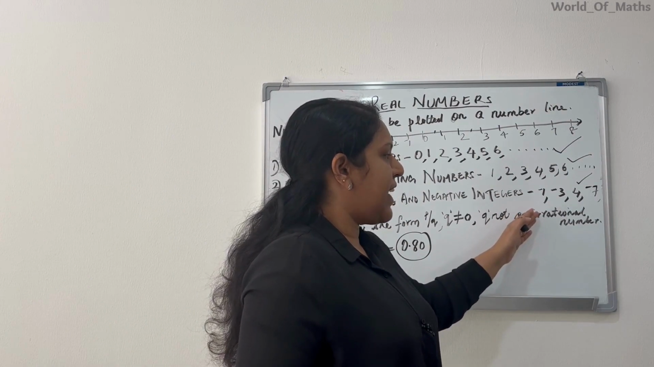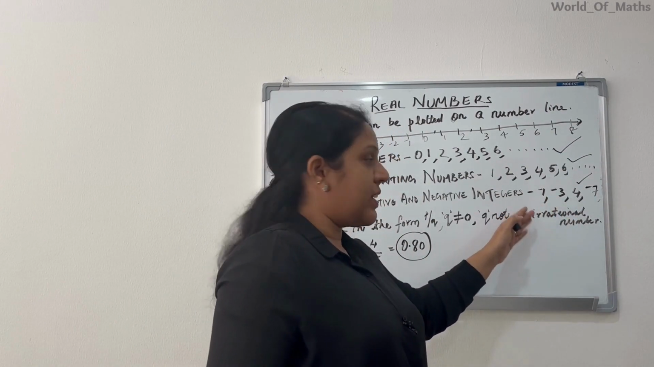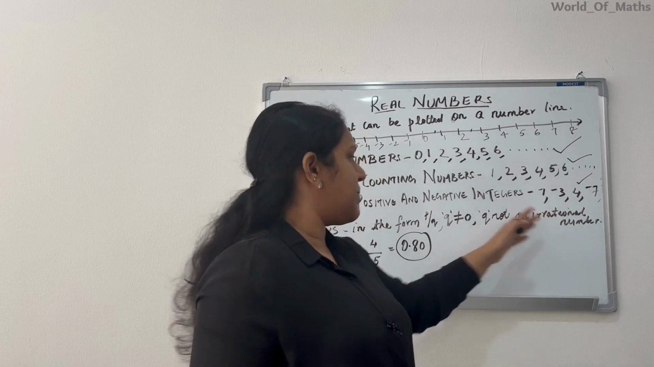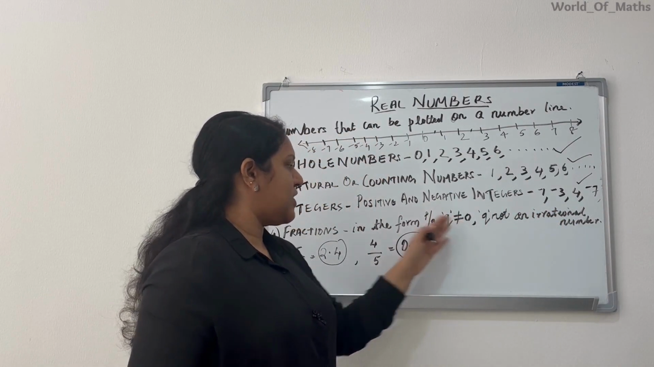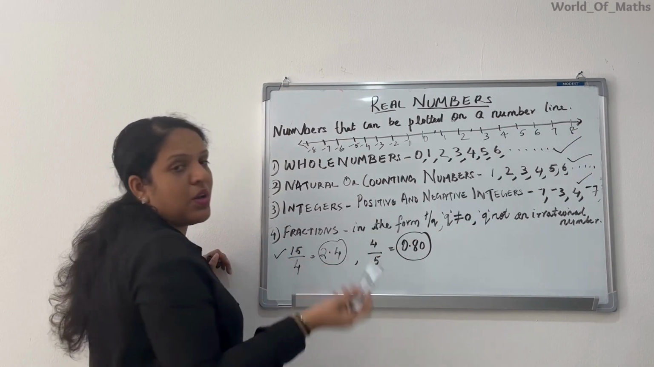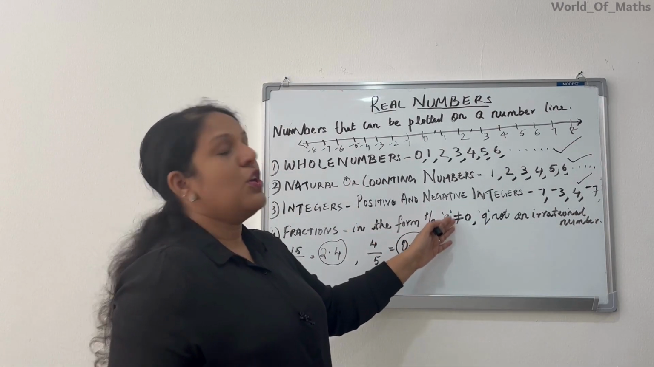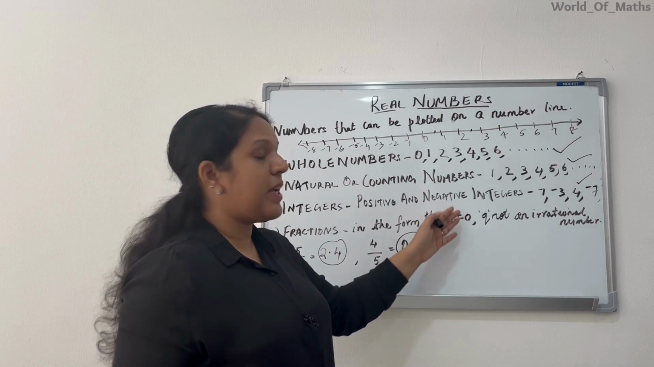I will take you through irrational numbers in detail in the next part, so you will easily understand why q cannot be an irrational number. Let's see if q is equal to 0: 15 divided by 0. There is no value for that number. So that is the reason why q cannot be equal to 0.